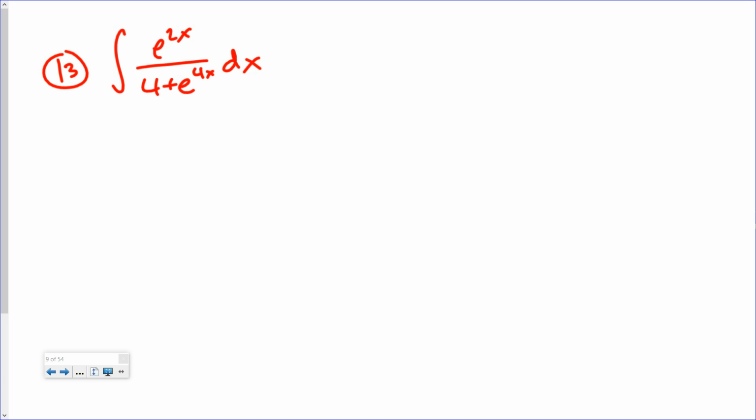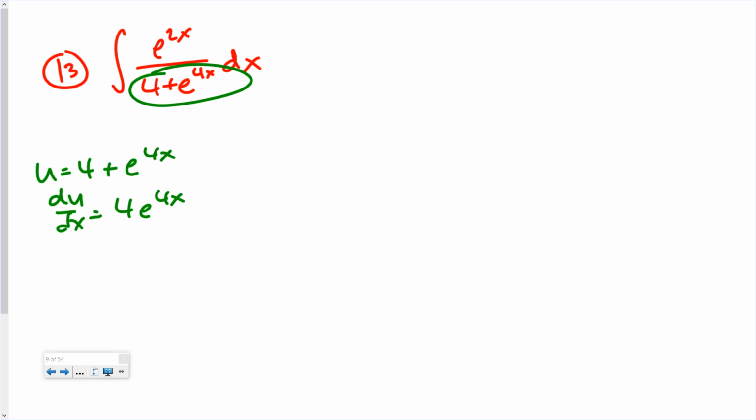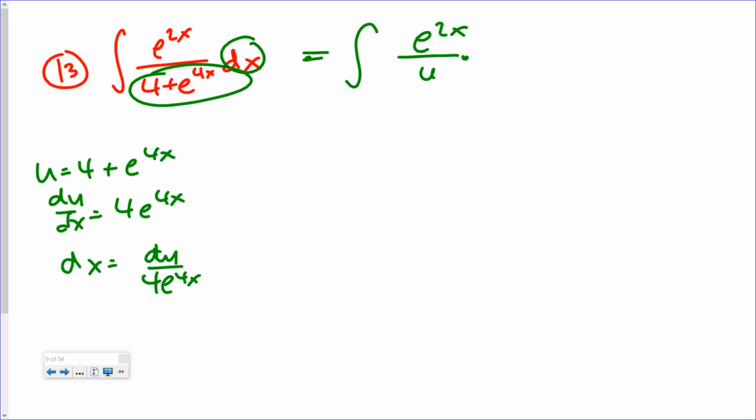Okay. If I were doing this problem on the test, I would make this my u down here. I would say u is equal to 4 plus e to the 4x. I would take the derivative, and I'd say that's 4e to the 4x. I'd solve for dx. And I would replace two things: I would replace my u, and I would replace my dx.